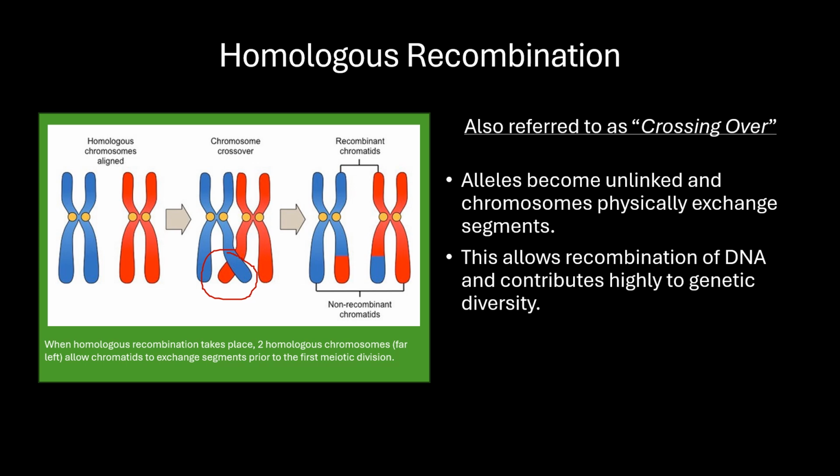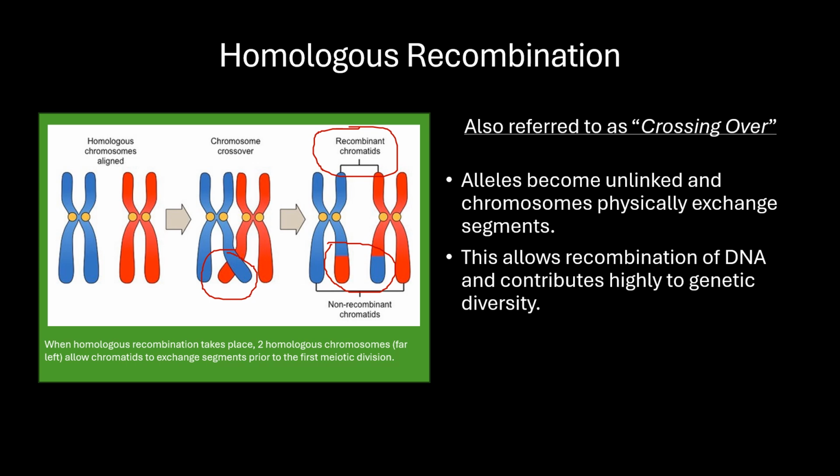This is where the blue and red chromosome hold hands, and then by the third phase, the recombinant chromatids have formed, which means that this chromatid here and this chromatid here have, as you can see, exchanged some genetic information with one another. You still have two non-recombinant chromatids, but this is the reason that we have so much genetic diversity.